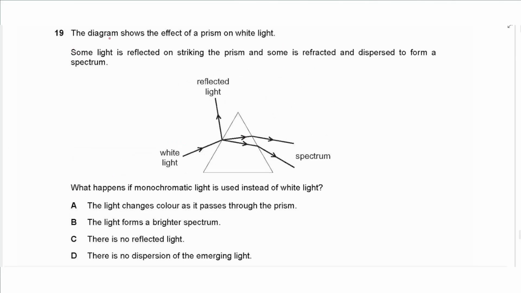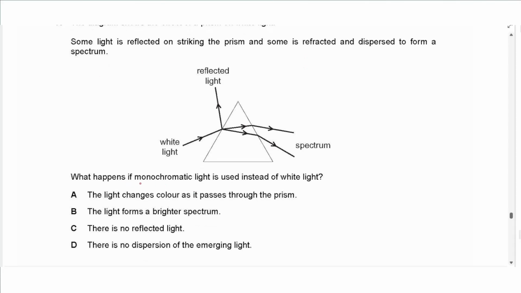Question 19 says a diagram shows the effect of a prism on white light. Some light is reflected on striking the prism and some is refracted and disperses to form a spectrum. What happens if monochromatic light is used instead of white light? The light changes color as it passes through the prism. No. The light forms a brighter spectrum. No. There is no reflected light. No, there will be a reflected ray. There is no dispersion because this is only one frequency, not many frequencies, so the same speed. So the answer is D.